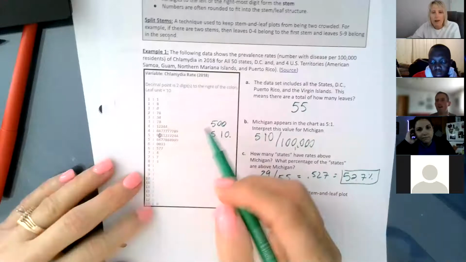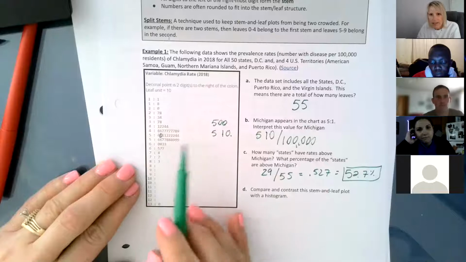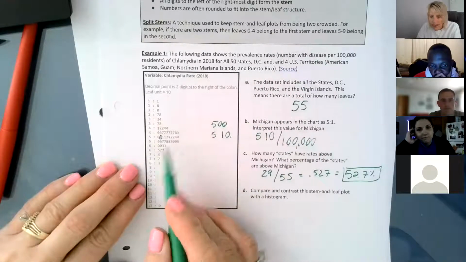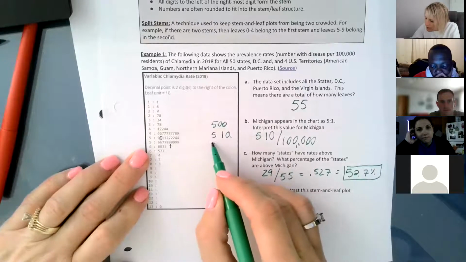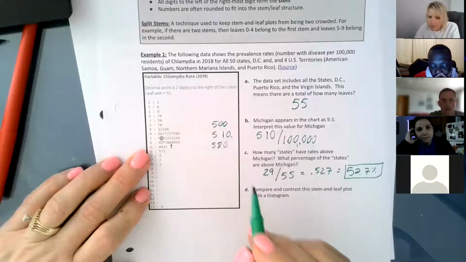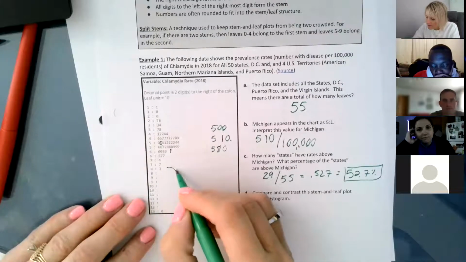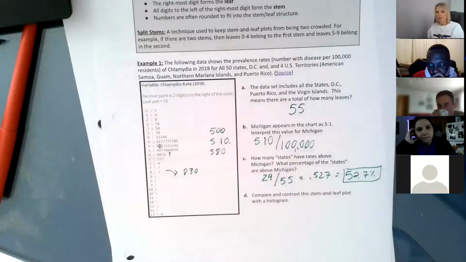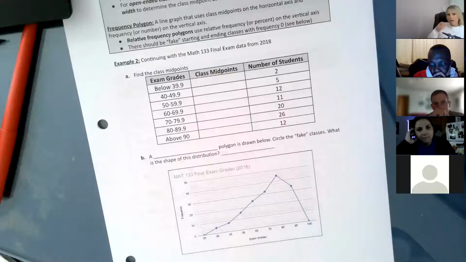Never mind. Yep. So each of these digits represents a state or a US territory. Okay. So each of these 8s right here represent 580. Okay. There it is. Thank you. It is quirky to read. Like this one represents 830. Yeah, they're quirky. Okay.